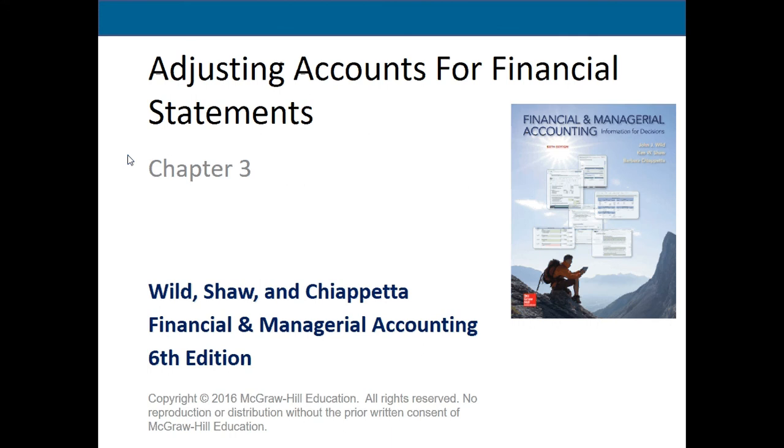All right, let's see if we can knock out chapter three. Through chapter two, you really, without me even telling you before, you've completed the first four steps of the accounting cycle. You've identified transactions and analyzed them. You've journalized them. You've posted them to the general ledger, and then you created your first proof report called the trial balance. Well, in this lesson, we're going to talk about adjusting accounts for financial statements.